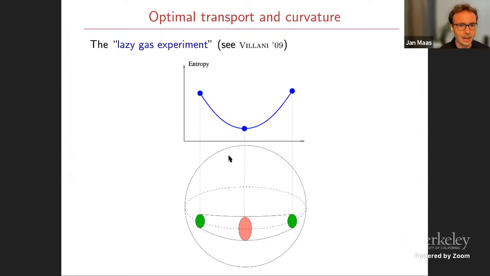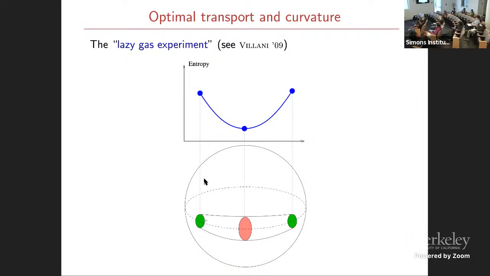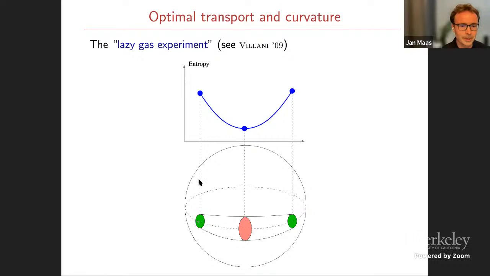So you take a gas living on this manifold, a cloud of particles, and at time 0, you force your particles to be located in this little green area at the left. I don't know if you see my cursor moving. Yes. Okay, very good. So that's the cloud of particles at time 0, located over here. And then at time 1, you ask your particles to be located in this green area over here. But your particles are lazy, so they want to spend as little energy as they can. So they're going to travel along shortest paths. And of course, on a manifold, the shortest path is not a straight line, but a geodesic.